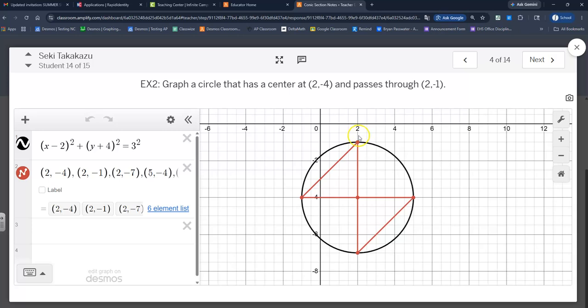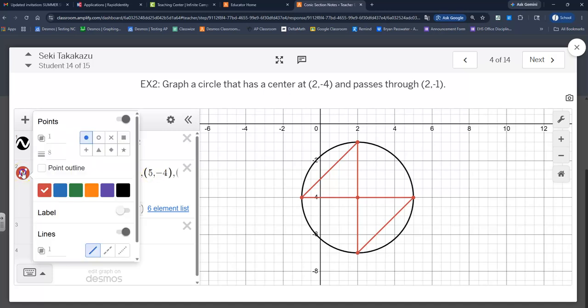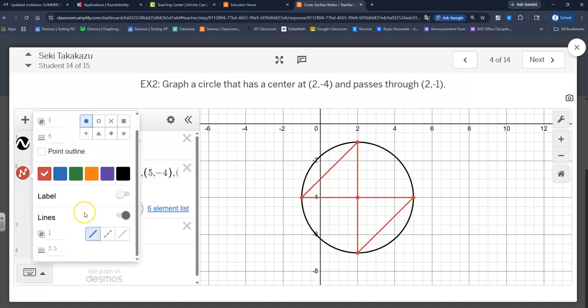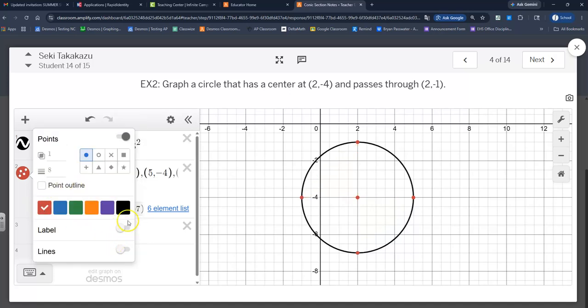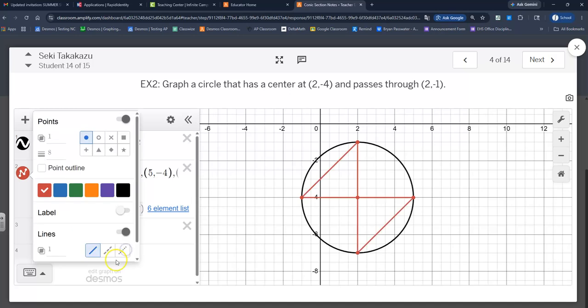For this, if you are trying to make sure your center is in the right place here, or just want more specific points, I did not know that you could do this, but if you put points in and you hold click right here until it's put lines, it will connect the points that you have put in.